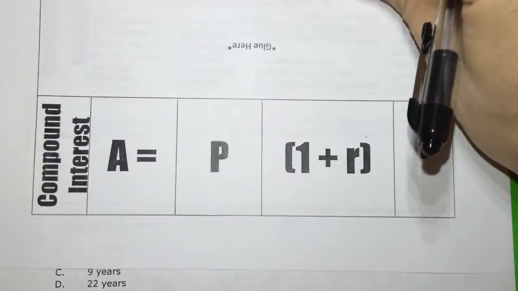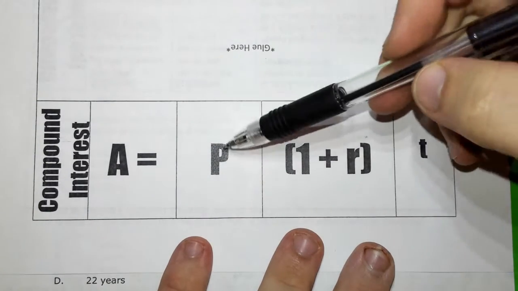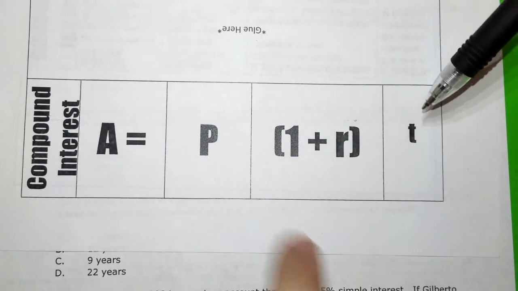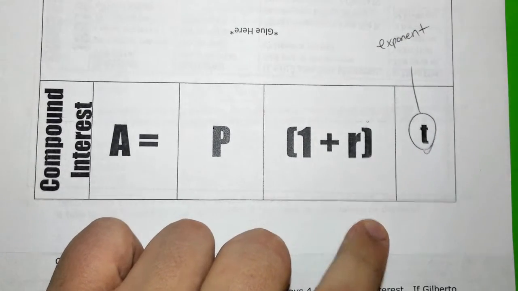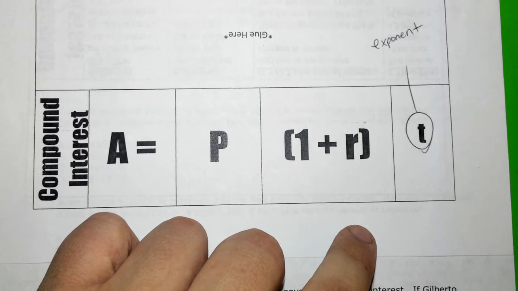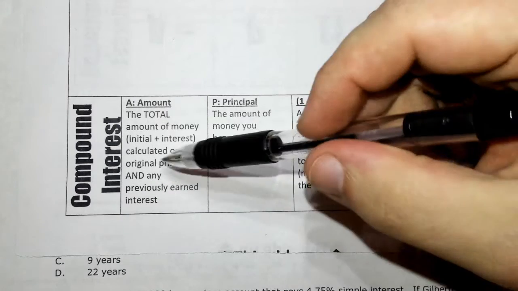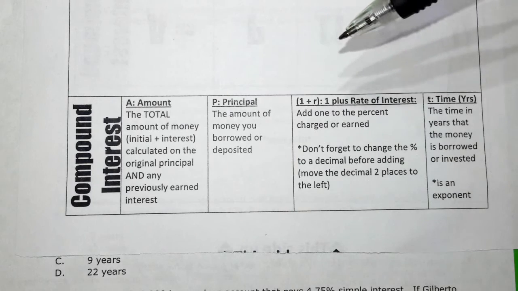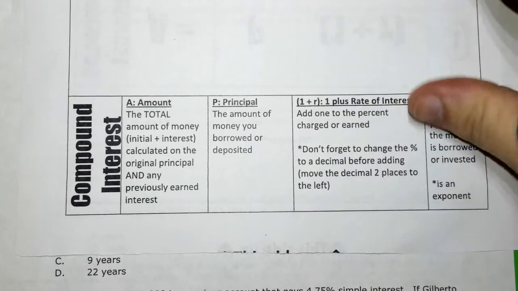Then we also have compound interest, and this is a different formula, but all of these letters mean the same things as they did previously. The P is still the principal, R is still the interest rate, and T, once again, is the time in years, except now this is an exponent, and so that's very important. You understand it's an exponent, a little bit different than the simple interest formula. Also, A is going to be the total amount of money calculated on the original principal and any previously earned interest. So it's very important that you understand those differences, and you can read through them on your ISN, and you'll also understand them as you do more of these problems.